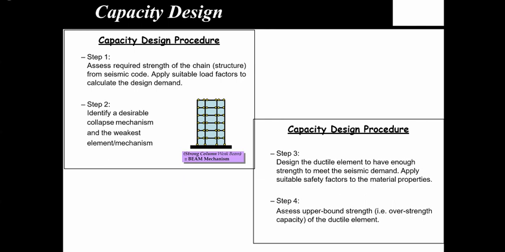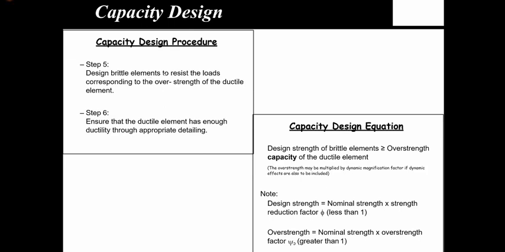And step 4, assess the upper bound strength, that we call as overstrength of the ductile element, right? We call it as an overstrength factor. Now design the brittle elements to resist the loads corresponding to the overstrength of the ductile element. I will explain in a minute what it means. And ensure finally the ductile element has enough ductility through appropriate detailing. If you don't design with appropriate detailing, it's not going to behave the way you want, right?